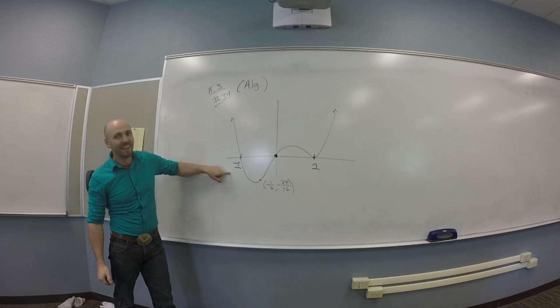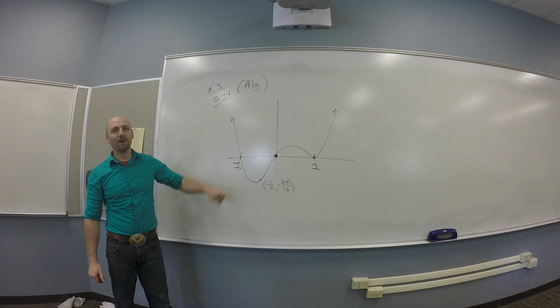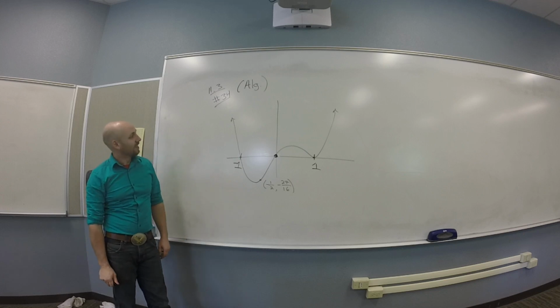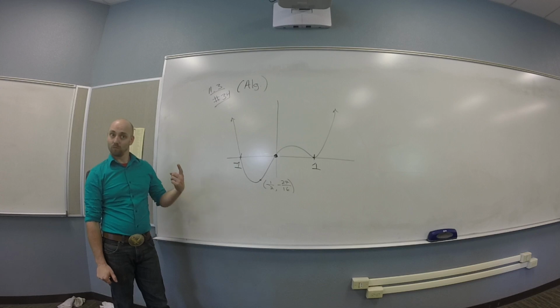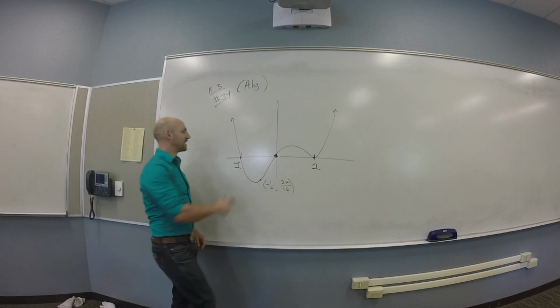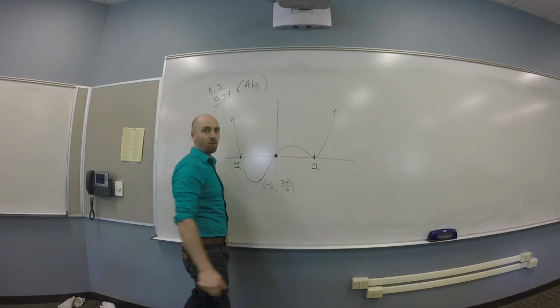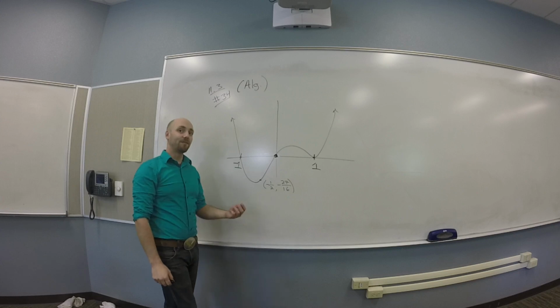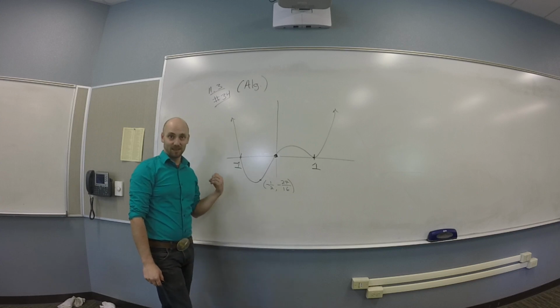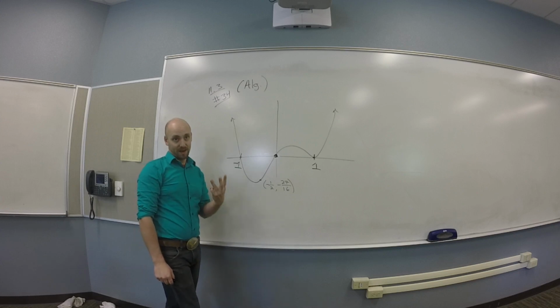Alright, so what do I know about this function here? Well, you know it crosses the x-axis once, twice, and it hits it 3 times. It definitely crosses once, twice, and then hits it one more time at 1. So it's definitely at least a 3. It's a cubic.